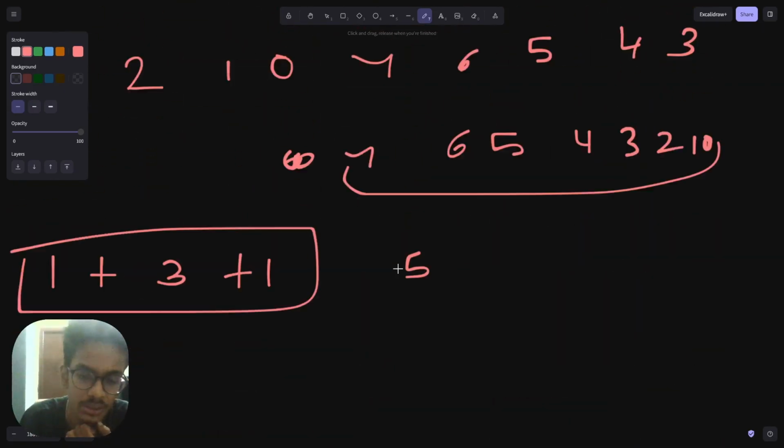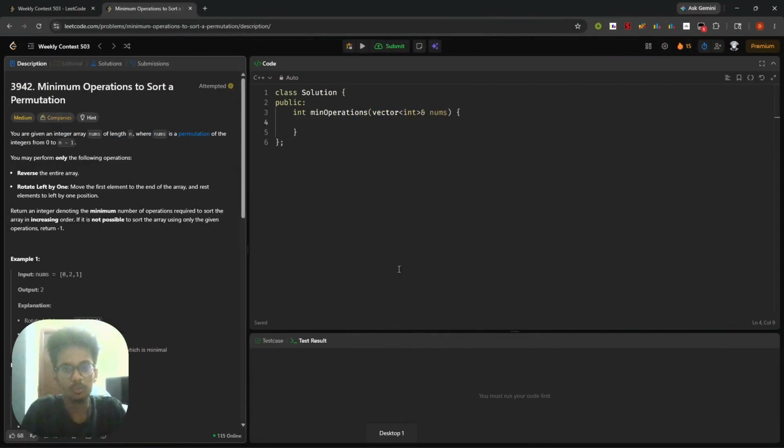So these are the two cases which I need to handle. So first step, I need to check if it's a forward cycle or a backward cycle. So int n equal to nums.size.